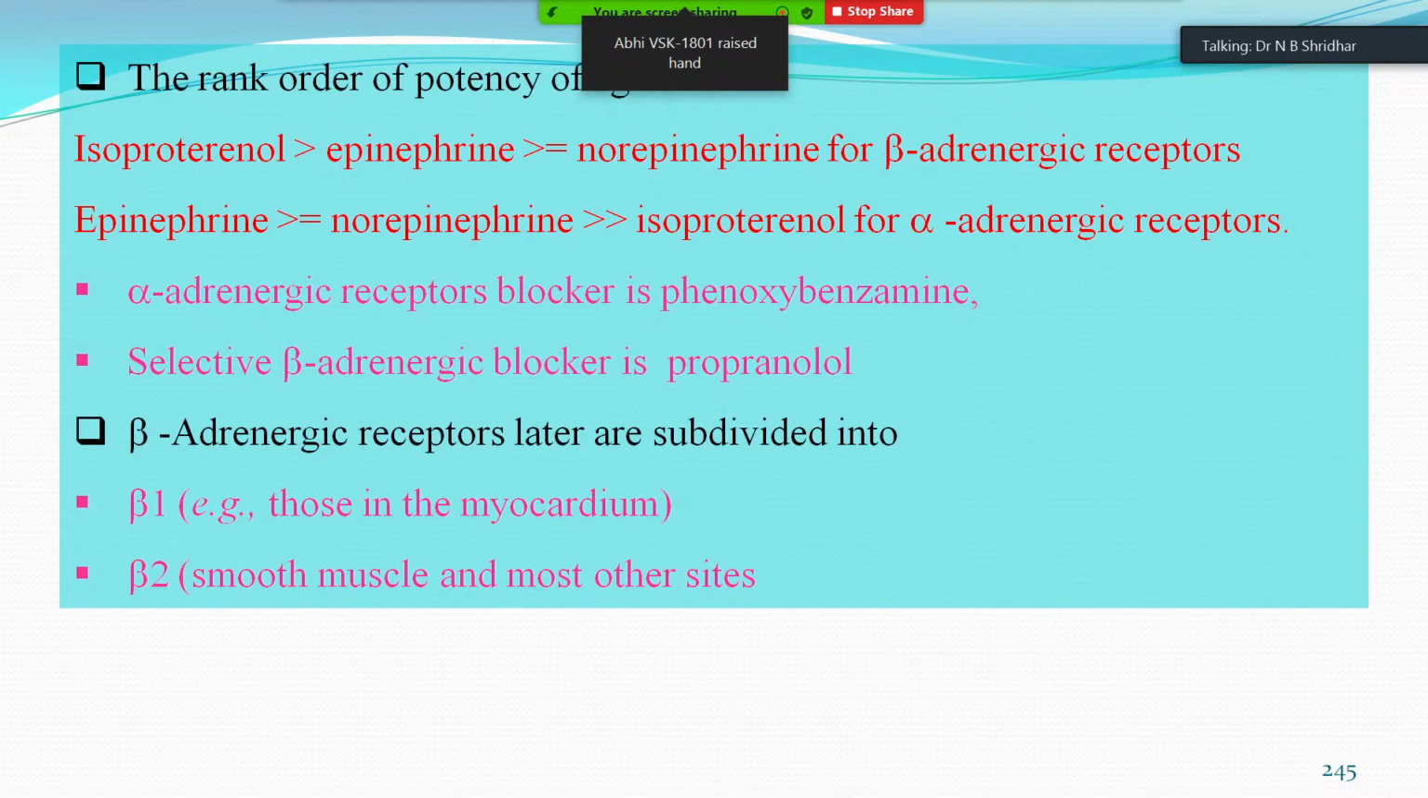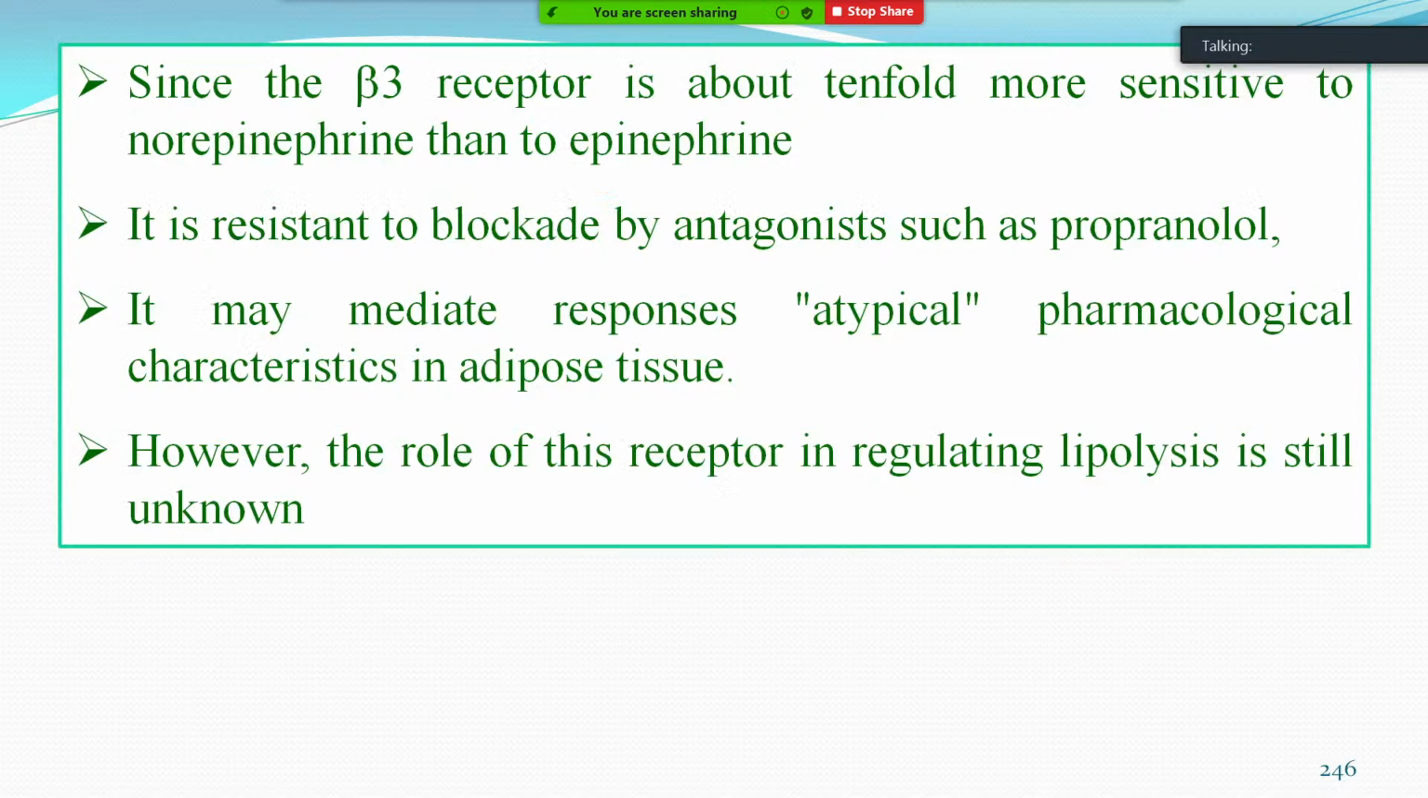Beta adrenergic receptors are later subdivided into beta 1, for example those in the myocardium, in most of the cardiac tissue. The beta 2 is present in smooth muscle and most other sites, whereas the beta 3 is present in adipose tissues and also certain parts of the central nervous system. This beta 3 receptor is about 10-fold more sensitive to norepinephrine than epinephrine, whereas it is resistant to blockade by antagonists such as propranolol, unlike the other receptors, especially beta 1.